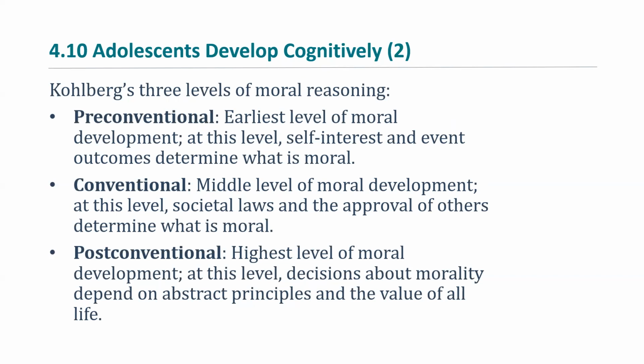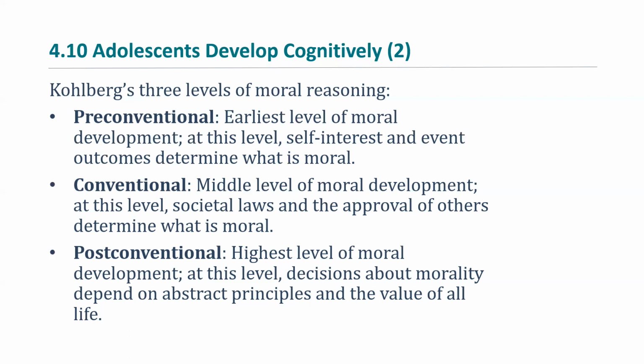And his initial studies included older children and adolescents of different ages. He wanted to see how morality developed during those years. What he came up with was a theory that has three major levels, and each level has two stages within it. So there are a total of six stages. We're not going to look at the stages. We're just going to look at the three major levels.